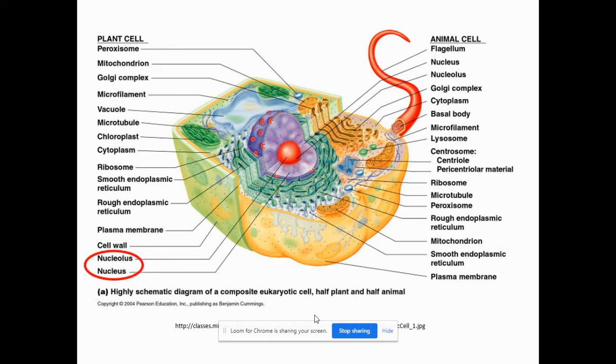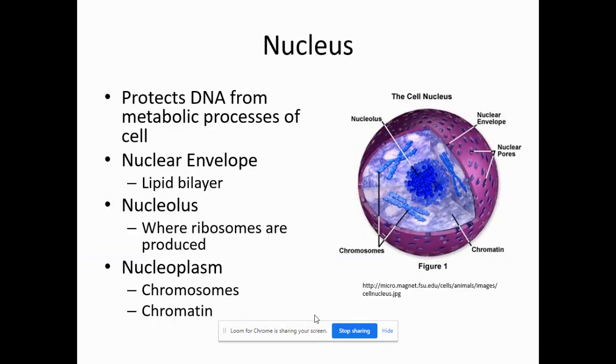So first we'll talk about the nucleus and nucleolus. The main function of the nucleus is that it protects the DNA from metabolic processes of the cell. So it houses and protects the DNA. The nucleus has its own membrane, a nuclear envelope, which is a lipid bilayer, just like the plasma membrane. The envelope consists of lipid bilayers and a number of pores, which allow the movement of RNA outside the nucleus and proteins inside the nucleus.